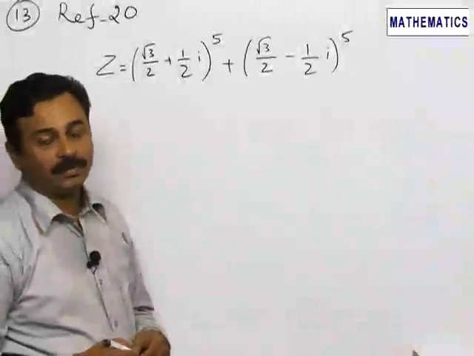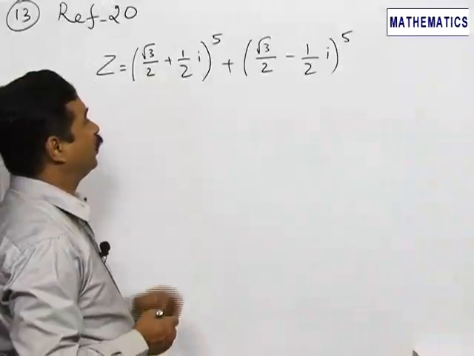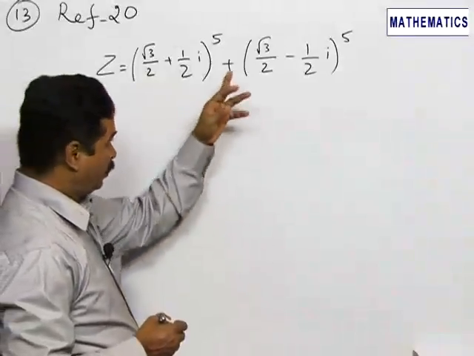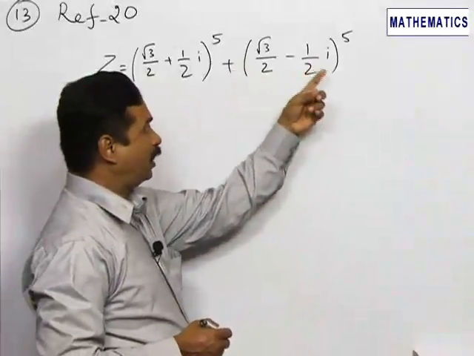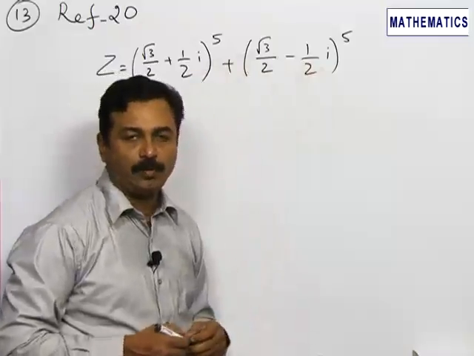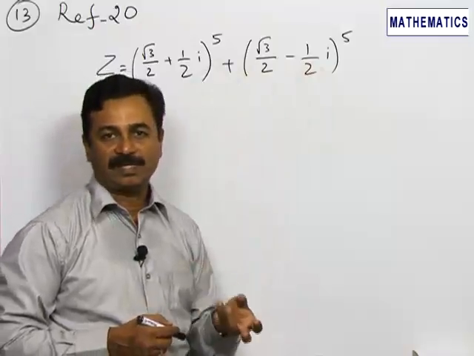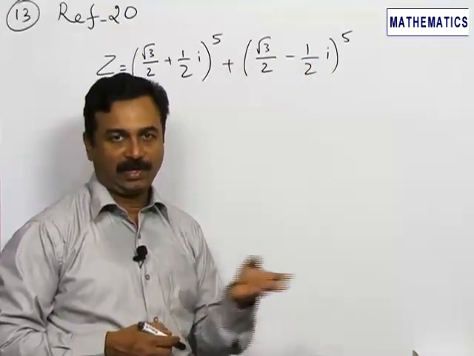Now let us refer to question number 20. It is given that z is equal to (root 3 by 2 plus 1 by 2 i) whole power 5 plus (root 3 by 2 minus 1 by 2 i) whole power 5. We should try to bring this to the form of a complex cube root of unity by adjusting some numbers, by multiplying by i square or anything.